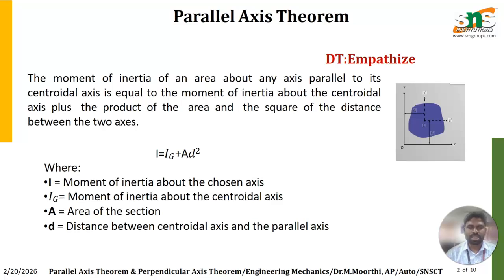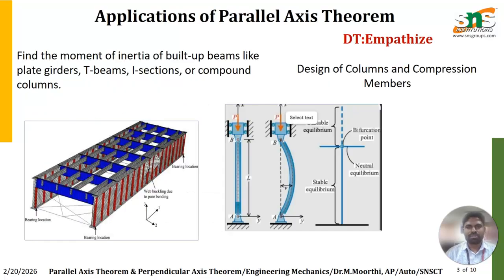So the formula is I equals Ig plus A into d squared, where I is the moment of inertia about any reference axis, Ig is the moment of inertia about the centroidal axis, A is the area of the section, and d is the distance between the centroidal axis and the parallel or reference axis. Now, the applications of the parallel axis theorem.